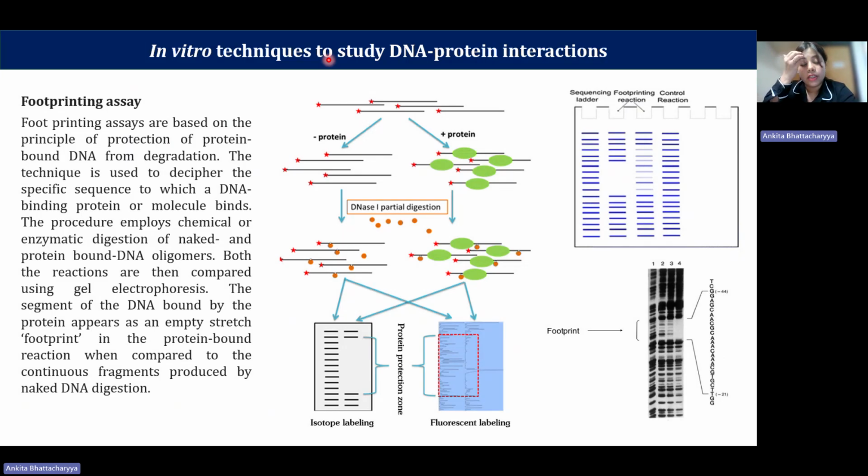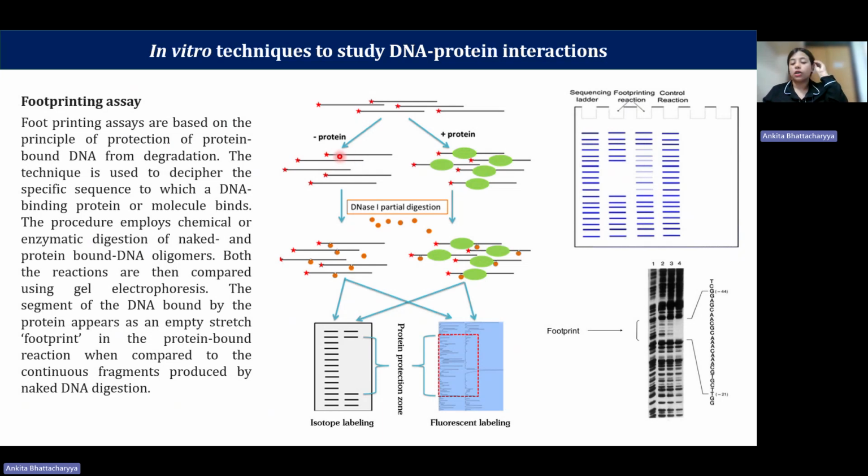So it involves the use of chemical or enzymatic digestion of naked DNA and protein-bound DNA oligomers. Then they are compared using gel electrophoresis. A major factor that should always be considered in this context is that your DNA has to be labeled in some way or another. Otherwise, detection and visualization would not be possible.